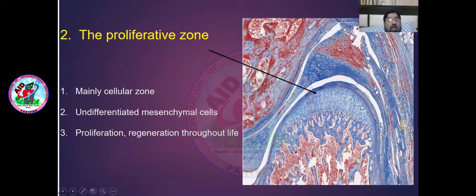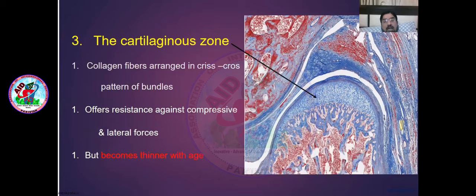The third zone is the cartilaginous zone. The collagen fibers arrange themselves in a crisscross way and offer resistance against compression and lateral forces. This whole area is cartilaginous and has a very good property of shock absorbing. But the problem is that with the passage of age, it becomes very thin. So that is the change with age.